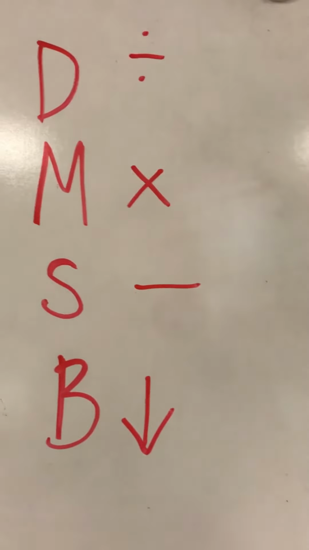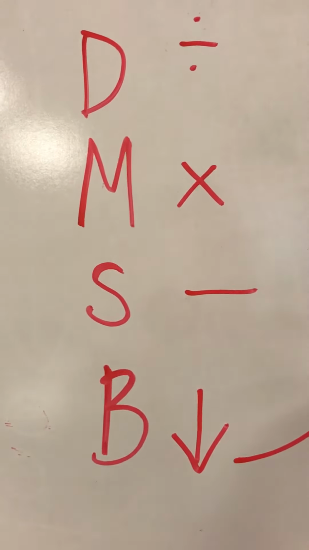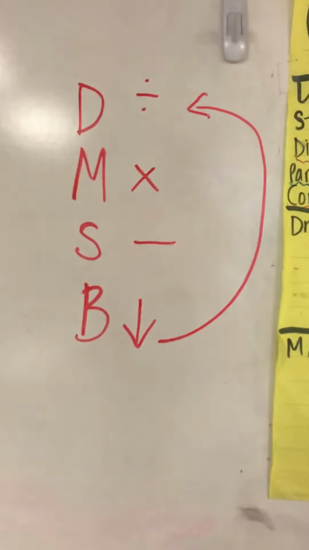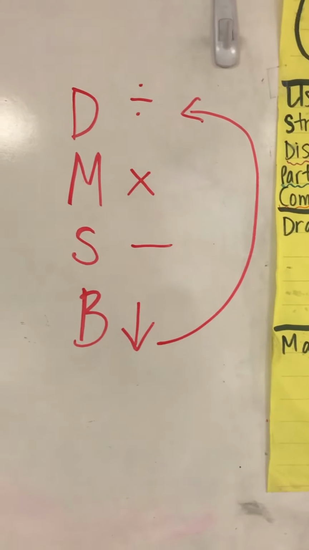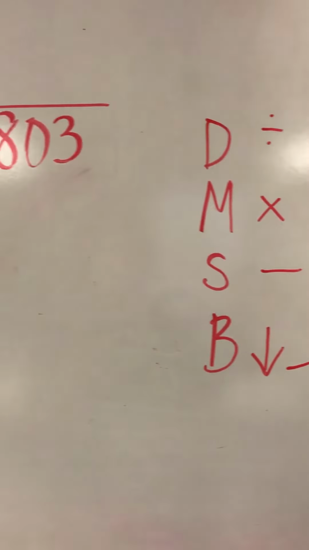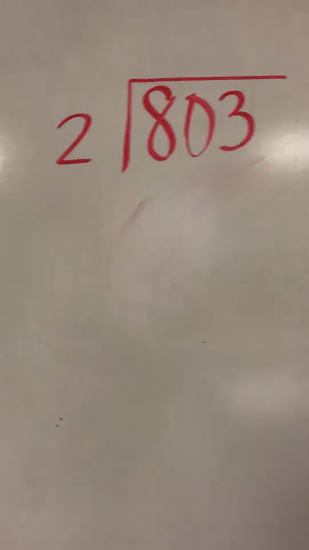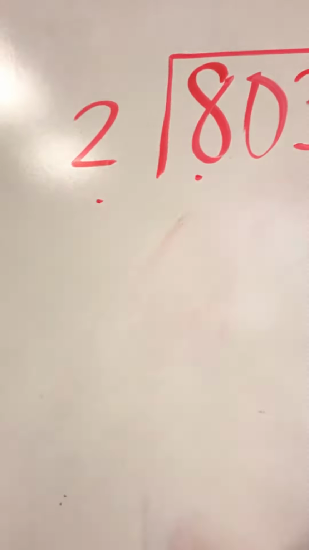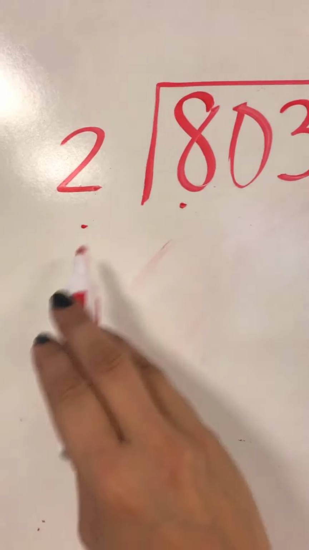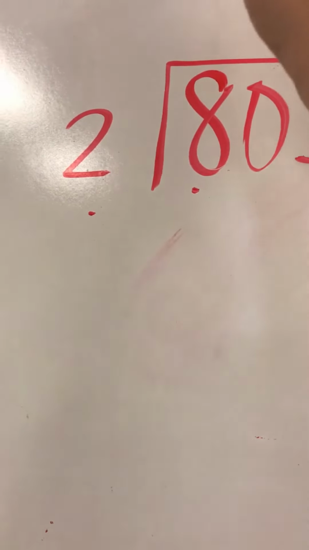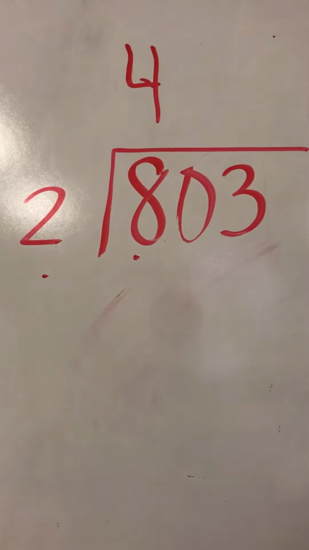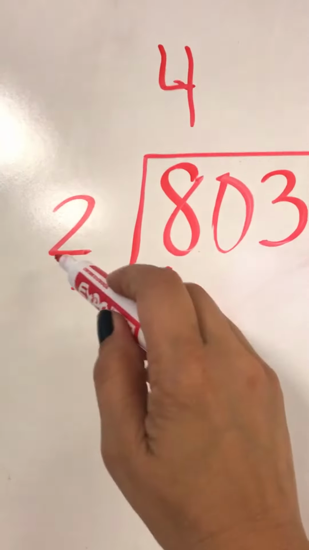And then we start over at the top again once we finish those steps, and we start back over at divide: daddy, mother, sister, brother. So what I mean by this is, if we are going to be dividing 803 divided by 2, our first step would be to divide 8 and 2. So I know that 2 can go into 8 4 times exactly. The next step would be to multiply. 4 times 2 is 8.